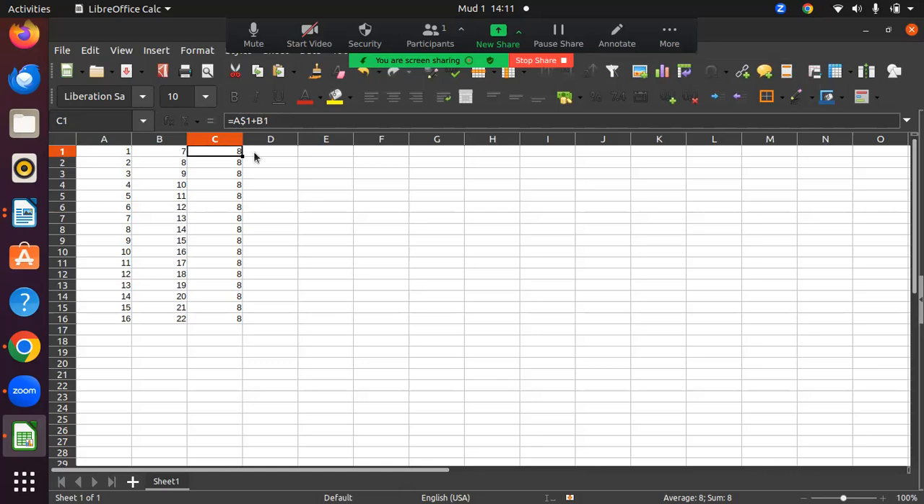Let's see it in action. Okay, you see 7 plus 1 is 8, 8 plus 1 is 9, 10, 11, 12, 13, 14, through to 23. Okay, so that is absolute cell referencing.